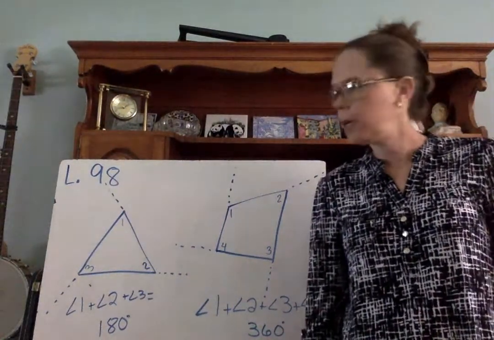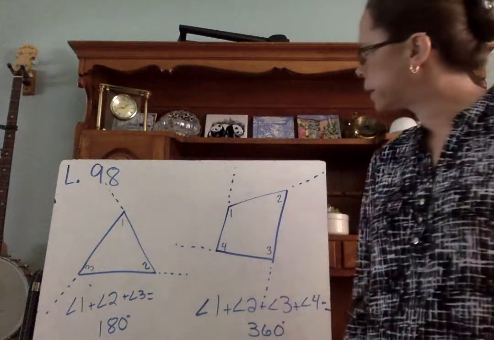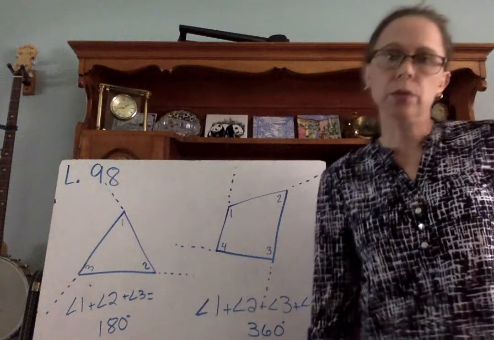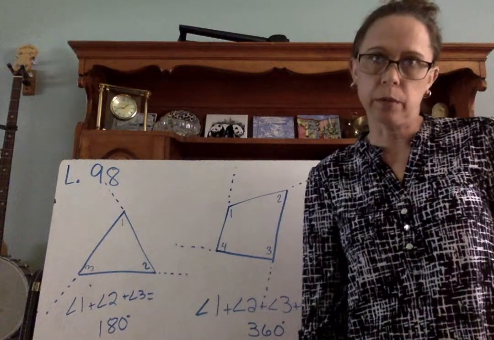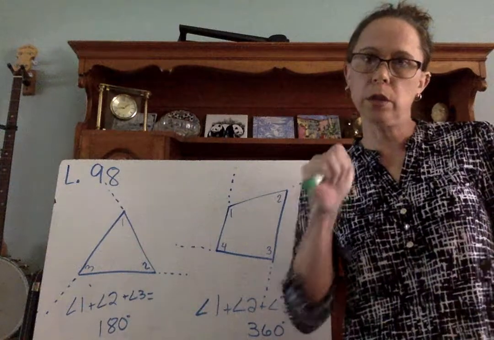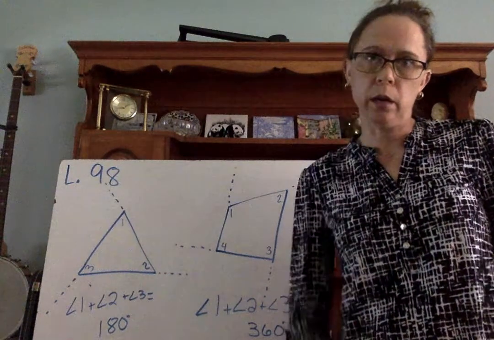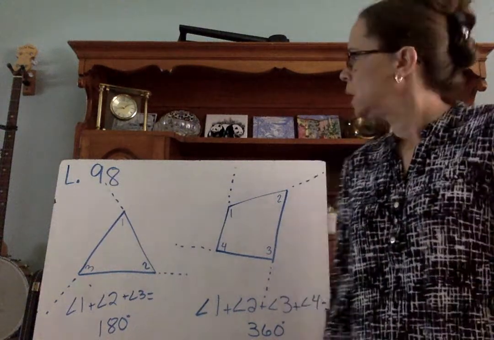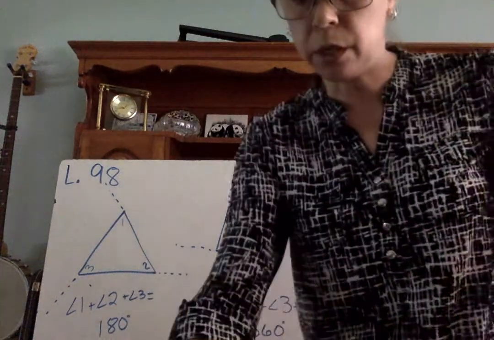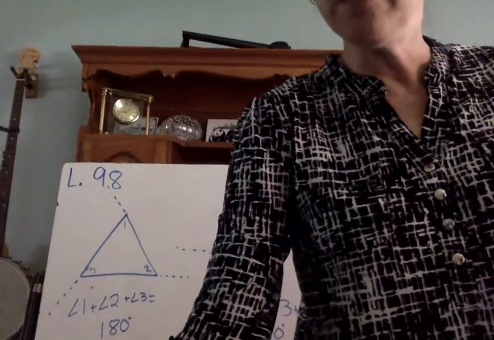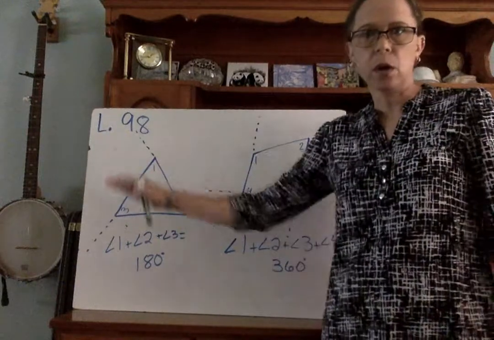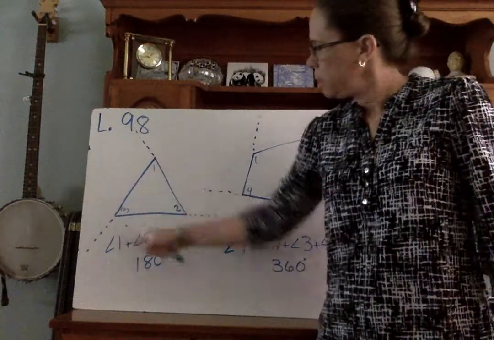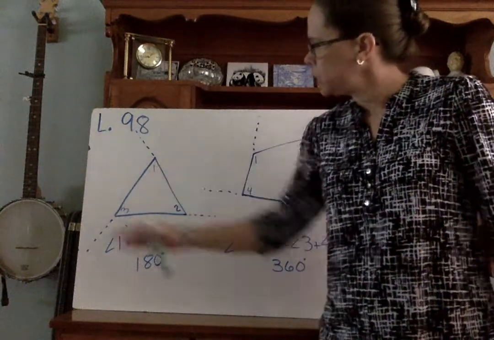We are doing lesson 98 today, talking about the sum of the angles of triangles and the sum of the angles in quadrilaterals. Okay, triangles, three-sided figures, quadrilaterals, four-sided figures. Okay, so in the book, I have to adjust my camera here. In the book, it shows us that when we have a triangle, if we were to walk all the way around that triangle, we would make 360 degrees and we would make 3 turns.